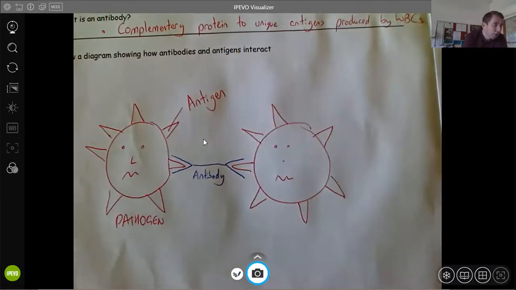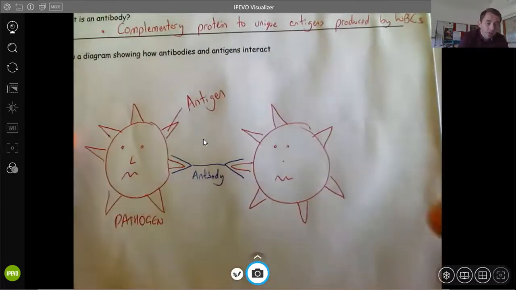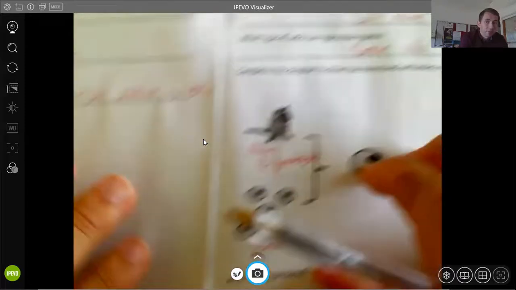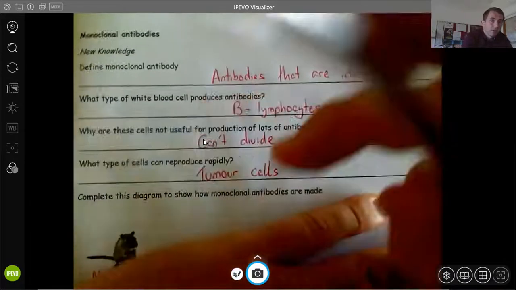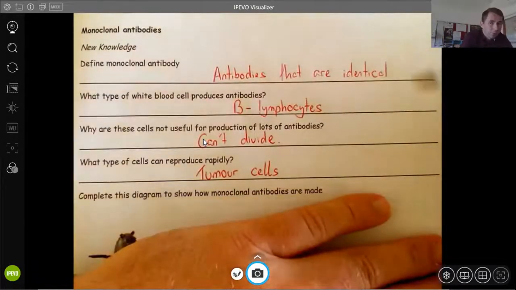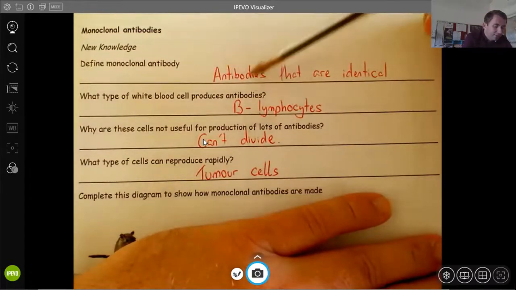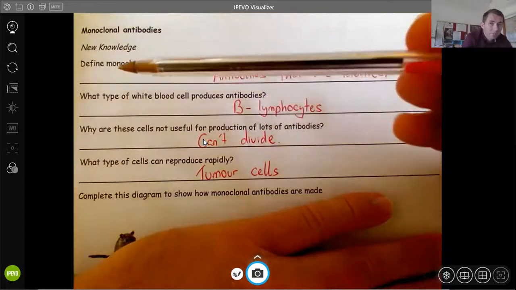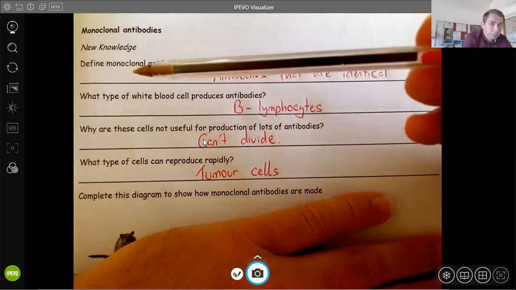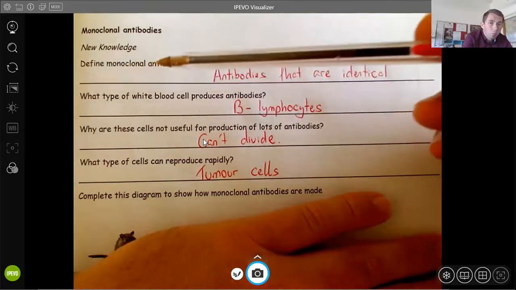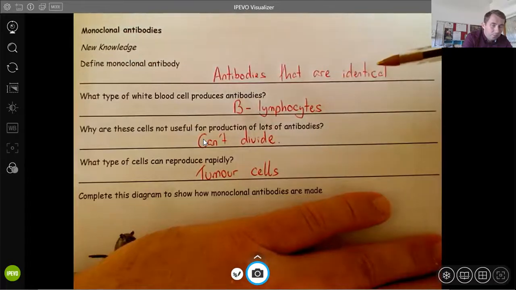So today we're looking at monoclonal antibodies, and actually what we need to know is new knowledge on the next page. So I've already started the first bit, but here's some new knowledge for you. So first of all, a monoclonal antibody is a set of antibodies that are identical. And if you think about it, mono means one, like monocle, one eye, and clonal means copy. So you've got antibodies that are all identical.